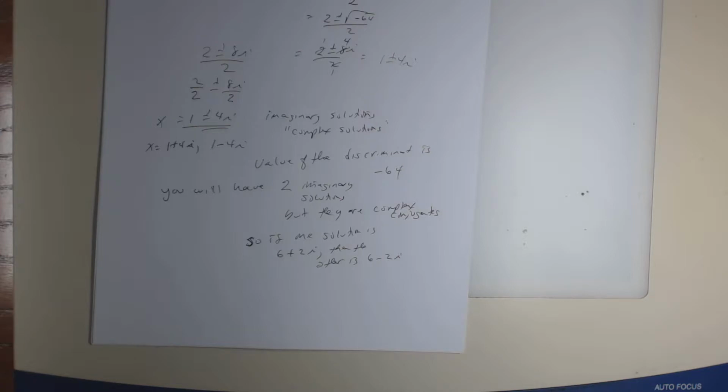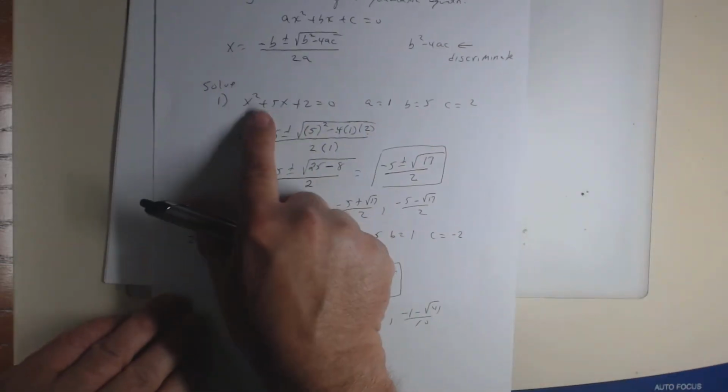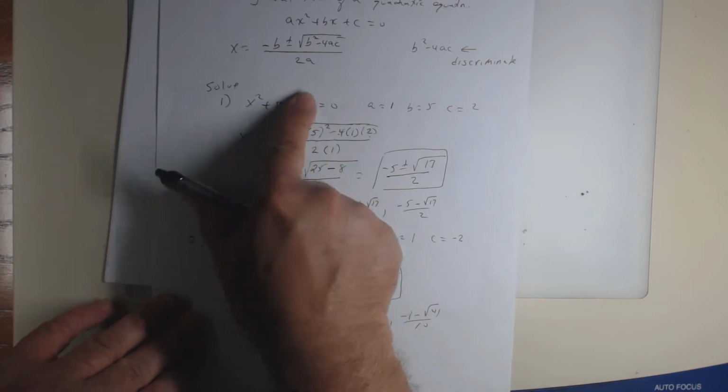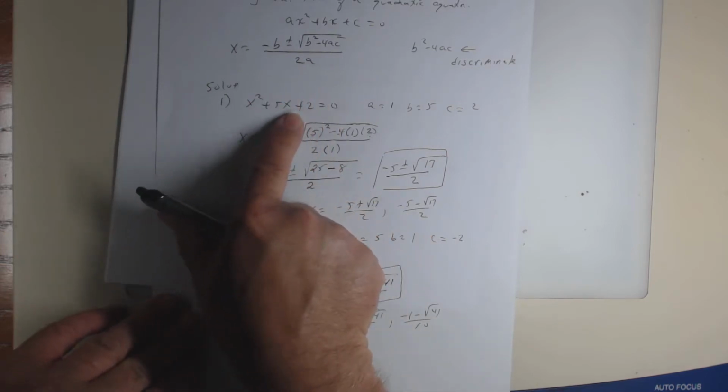Okay. All right. Well, a while ago we solved, I'm going to cover this for a moment, we solved this equation right here. What was the value of the discriminant for this equation? Right away, tell me what it is.